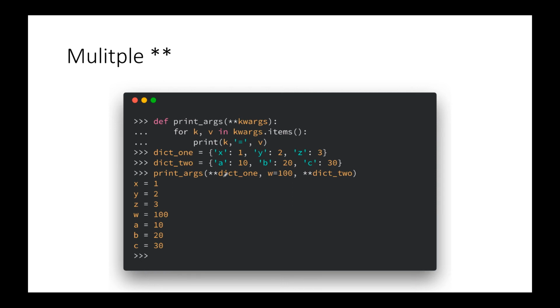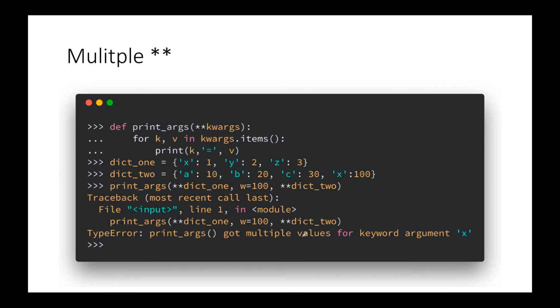But after Python 3.5, we can use syntax like this. We can use many double star arguments and many explicit arguments like w or other ones. But please make sure all these double star arguments do not have key conflicts, which means there is no overlap for key names. Otherwise, it will raise an exception. For example, dict1 has key x, and dict2 also has key x. If we pass these two double star dictionaries into this print_args function as arguments, it will raise a TypeError: print_args got multiple values for keyword argument x.